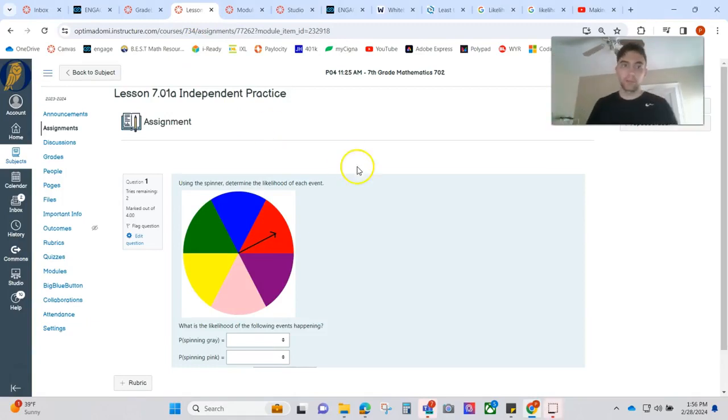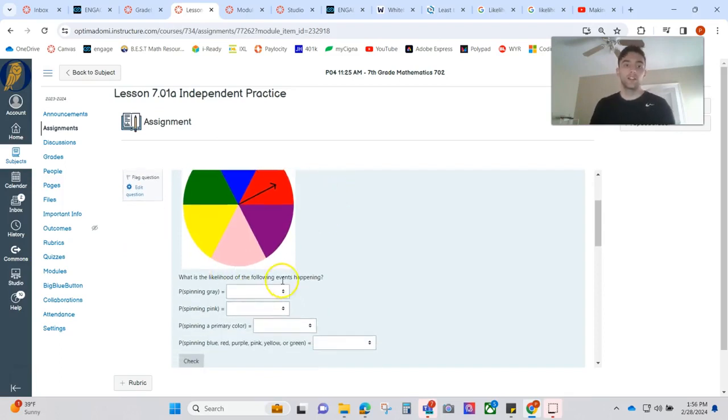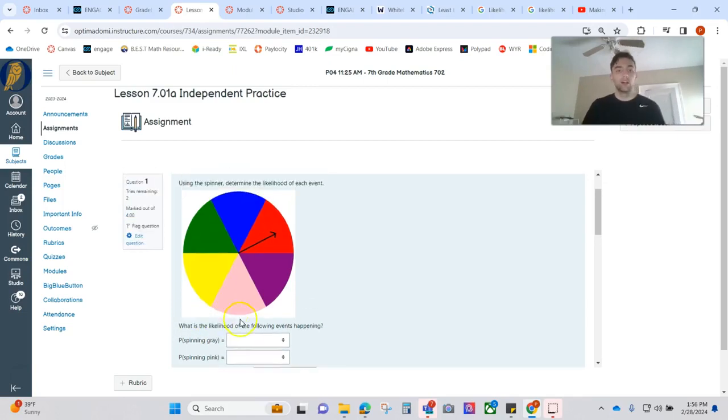A. Probability. Question 1. Using the spinner, determine the likelihood of each event. What is the likelihood of the following events happening? Spinning gray. Is spinning gray impossible, equally as unlikely as likely, unlikely, or certain?